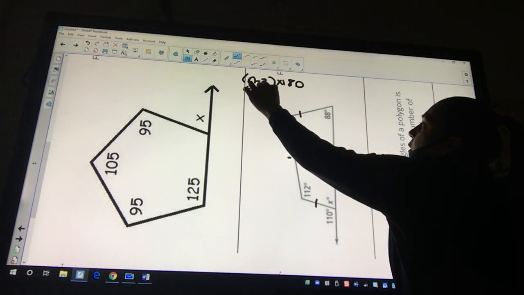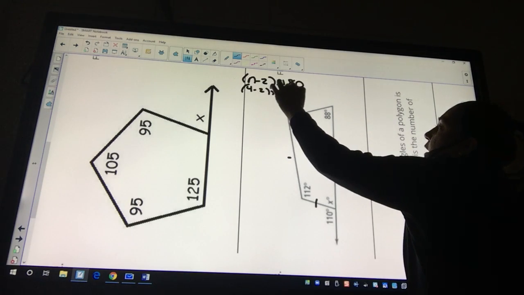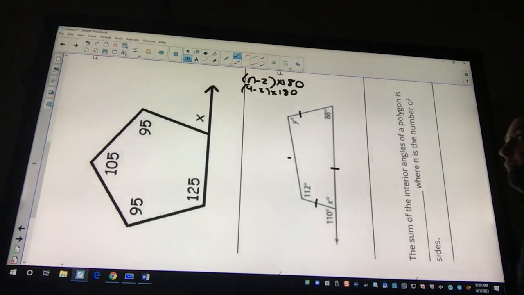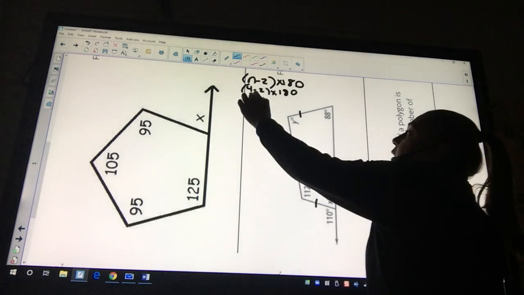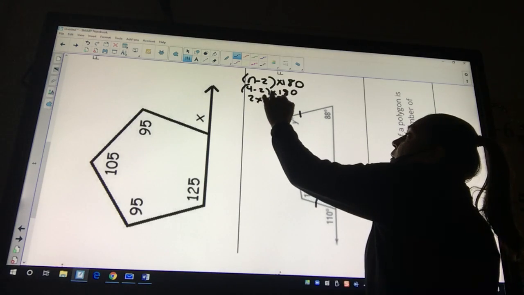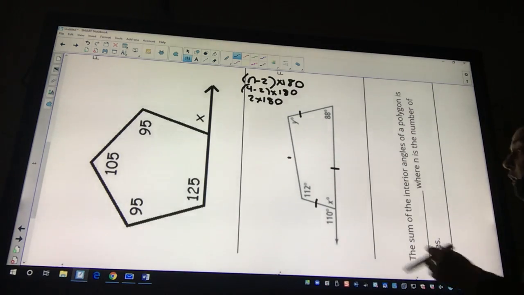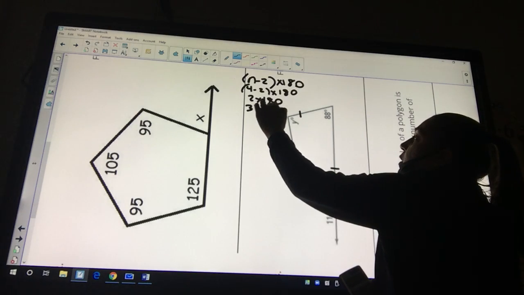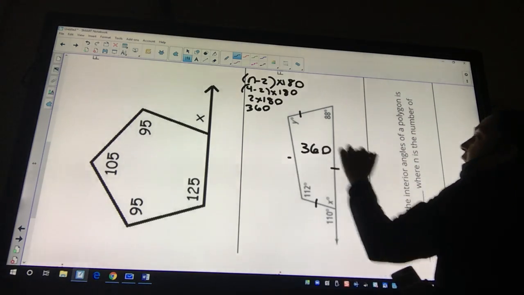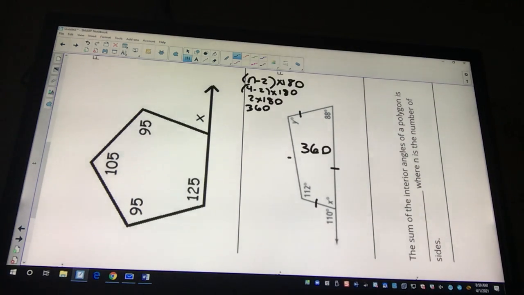So it's going to be 4 minus 2 times 180, so it would be 2 times 180. That's 360. So we know that the total is going to be 360. Now, I will ask you this. What is a straight line? How many degrees is a straight line? 180.